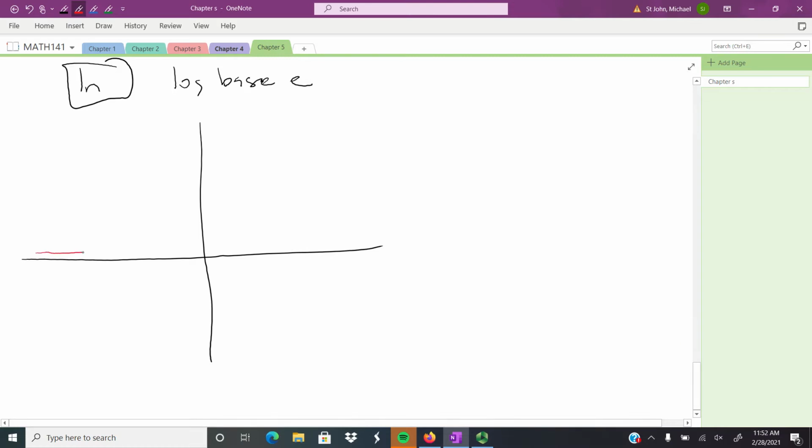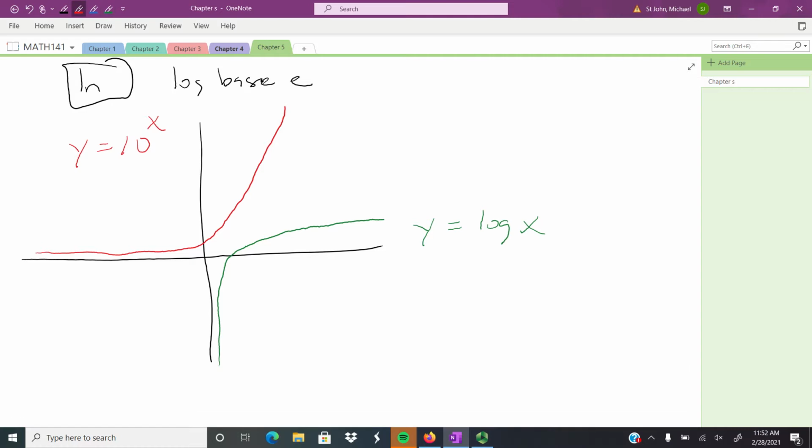And if we look at a graph here, let me draw my exponential. So let's say this is my graph, y equals 10 to the x, right? And now if I draw my logarithmic graph, it looks like this. Y equals the log of x, right? And again, if I look at these, the domain here is negative infinity to infinity, and the range here is 0 to infinity.